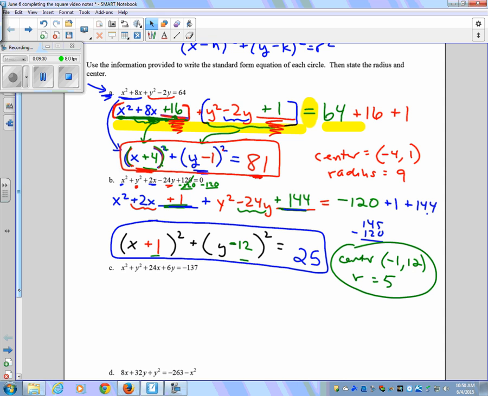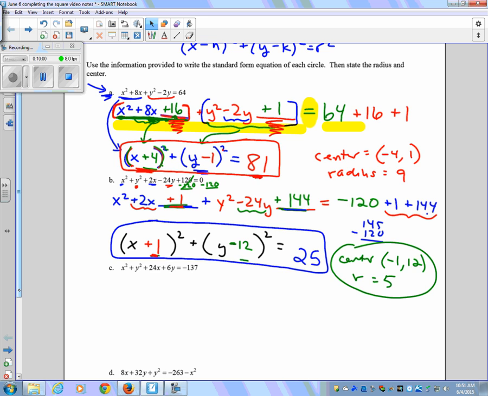Okay, you try the next two yourself, and then turn the video back on and check your answers. Actually, we'll check our answers in class tomorrow. So try those two, and then we'll check our answers tomorrow. Okay, that's it. Completing the square. Half of the middle term, put it in the parentheses, square it, and add. Do the same thing for the x's and the y's. Then don't forget to add it to both sides.